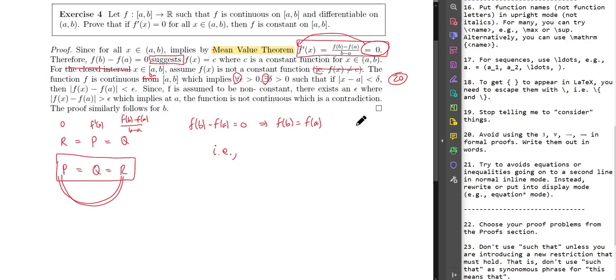Okay, this implies for all epsilon there exists delta such that if |x minus a| is less than delta, then |f of x minus f of a| is less than epsilon. Okay, since f is assumed to be non-constant, and you need no space there, there exists an epsilon where |f of x minus f of a| is greater than epsilon. Oh, we missed this here. That should be in math mode.